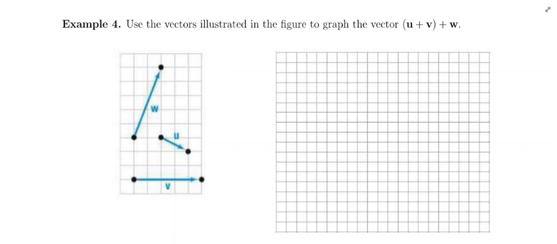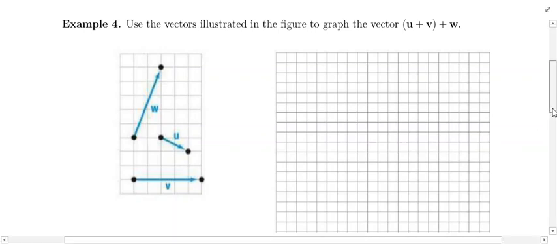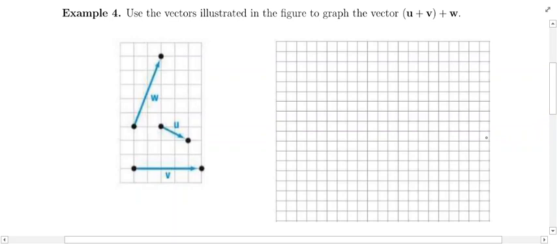Okay, so I'm going to start with, like I said, in the parentheses, u plus v. That is going to be a vector, and then to that vector we have to add w to get the resultant vector. Okay, so I am going to start by graphing u. I don't know where this thing's going to end up, so I'm just going to start somewhere in the middle. I don't know, maybe here.